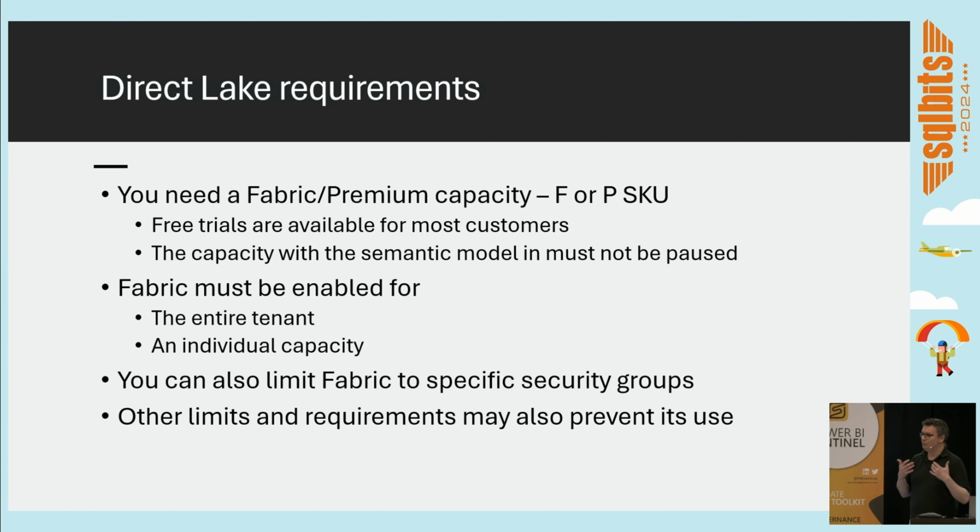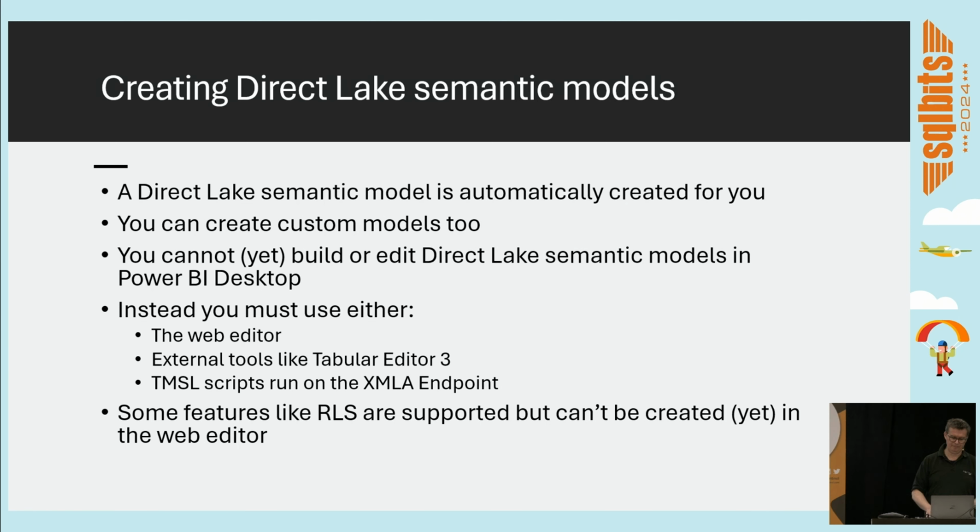Like I said, you will need to go to the admin portal and turn on Fabric. If you're an administrator, you can do that yourself. If you're not, you can ask your tenant admin, or if you've got an existing premium capacity, you can turn that on. You can also limit use of Fabric to certain security groups if you don't want your friends to play around with this cool stuff. But you will need a capacity. If you've got an existing P SKU, that's great. If you haven't, just spin up a trial capacity. Very, very easy. But you will need Fabric.